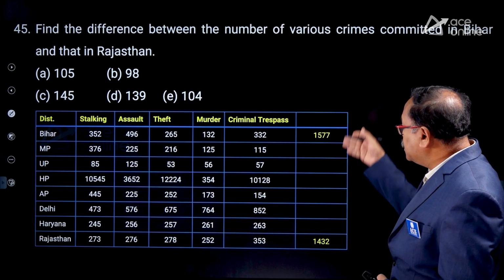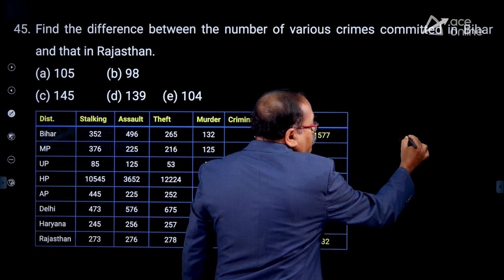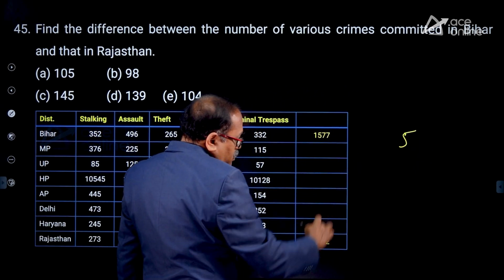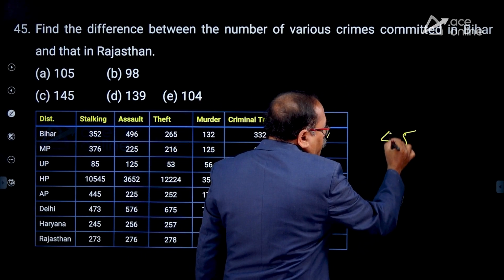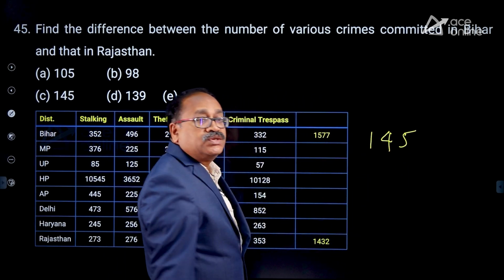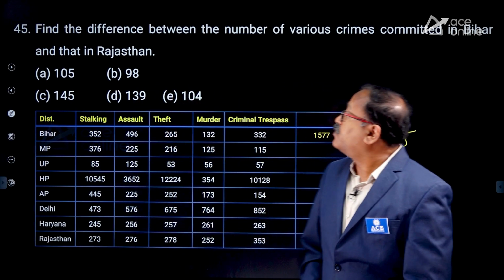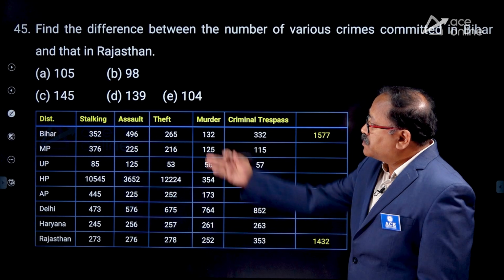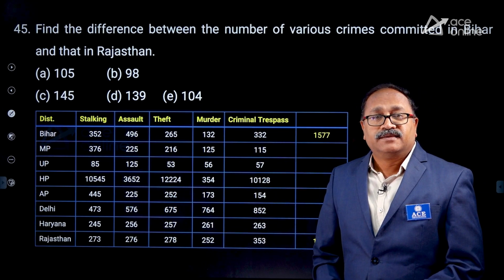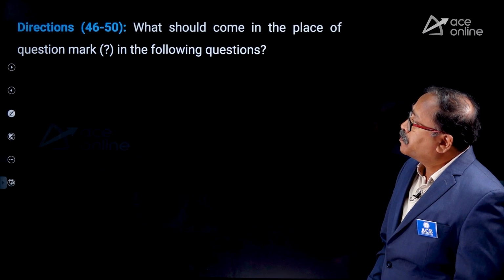Let's find it out. What is the difference? So 7 minus 2, which is 5, and then 7 minus 3, which is 4, and 15 minus 14, which is 1. So the difference is 145. Do we have any option 145? Option choice C. That's right.